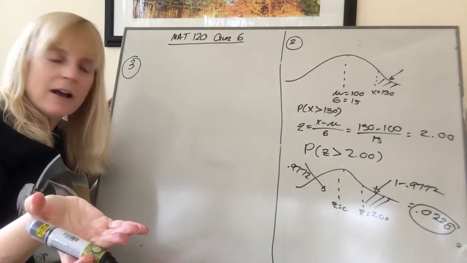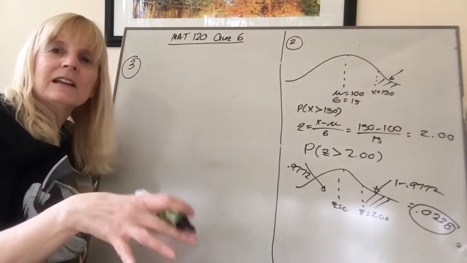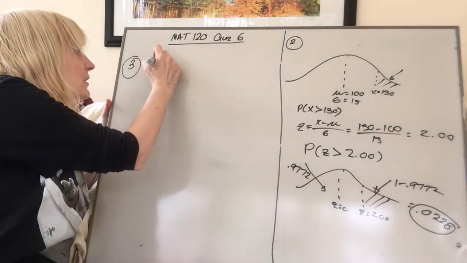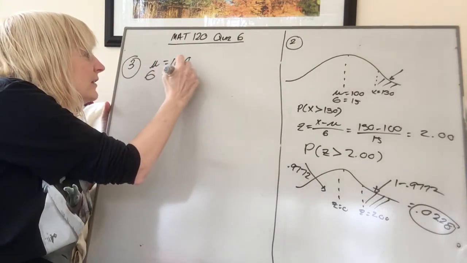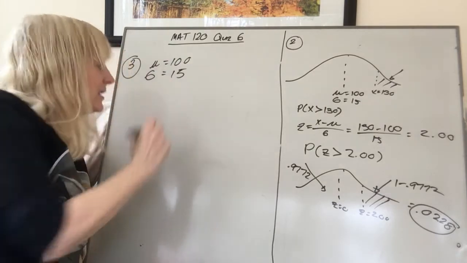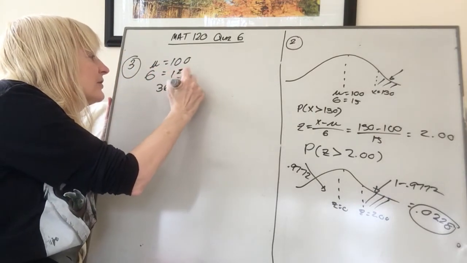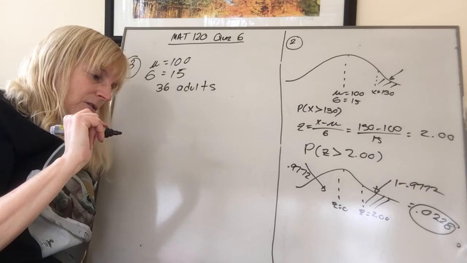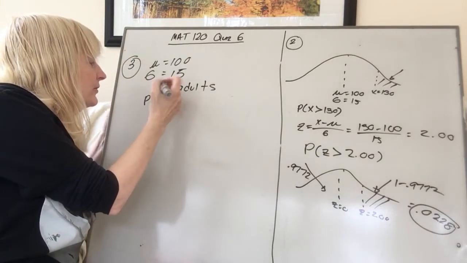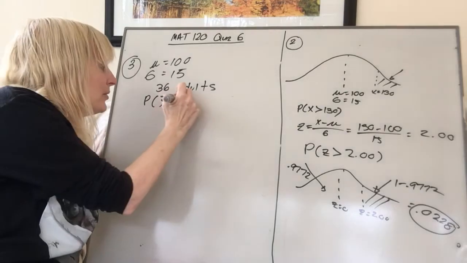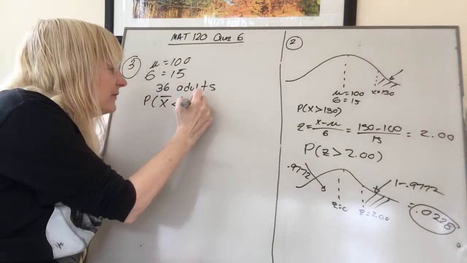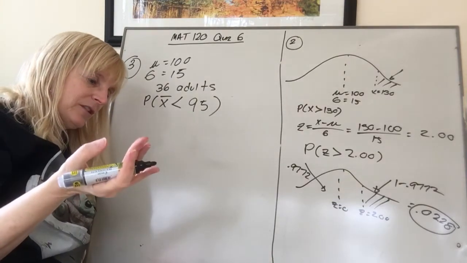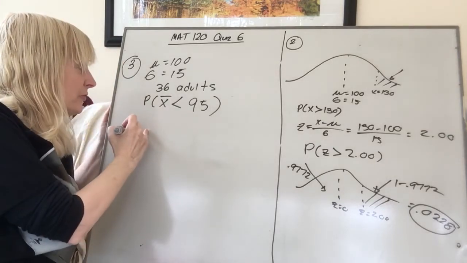This time we're talking about what if we ask a bunch of people? Instead of just one person, we're going to pick out a bunch of people. So say we have our IQs again, right? The mean is 100, the standard deviation is 15. But this time we're going to sample 36 adults, and we want to find the probability that the mean of the sample is less than 95. So you want to figure out not just one person now, but 36 people.